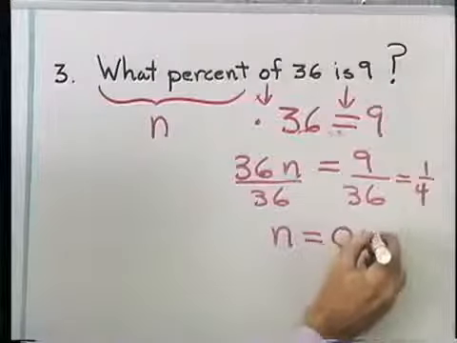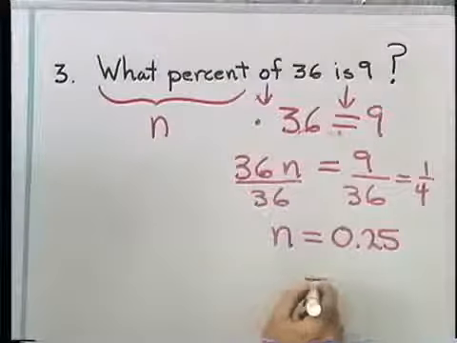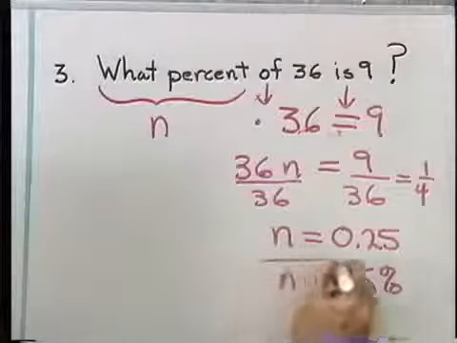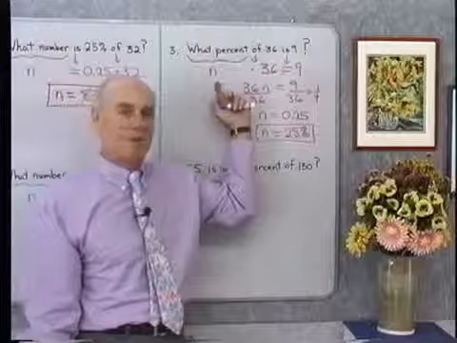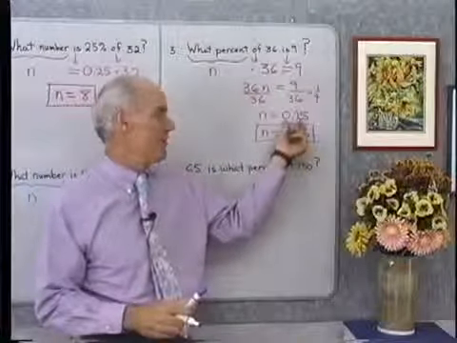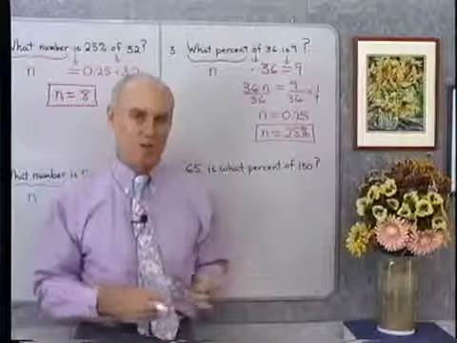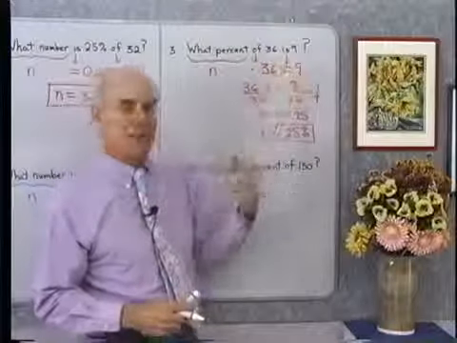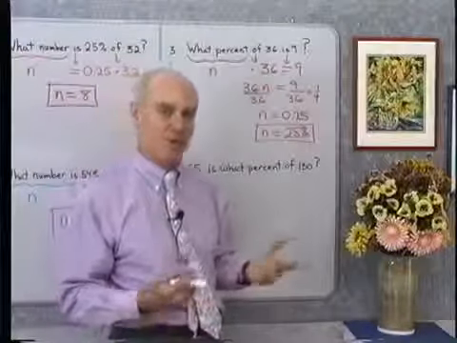So I get 0.25. And my problem asked for what percent, so I'm going to change this into a percent, and that's 25%. So when it says what percent, I'm going to let that be the variable n, and I have to remember that I'm looking for a percent. So when I end up with n itself, in this case as a decimal, I want to convert it into a percent so I answer the question correctly. Now, does that seem to make sense? What percent of 36 is 9? Isn't 9 25% of 36? It's 1/4 of 36. So it makes sense intuitively.